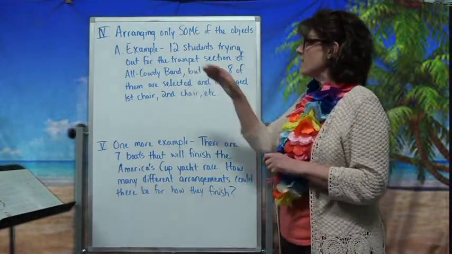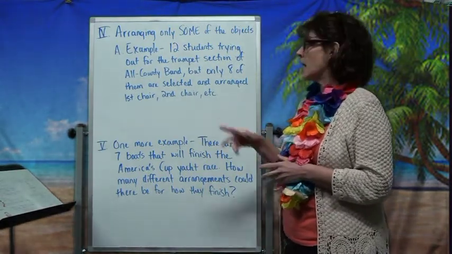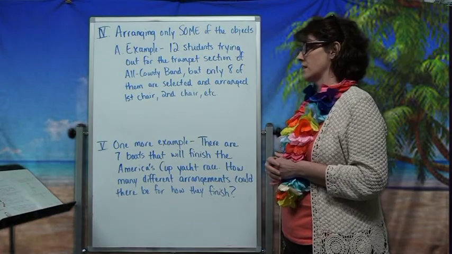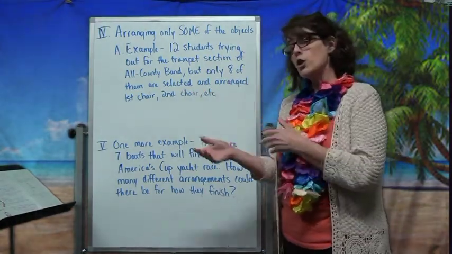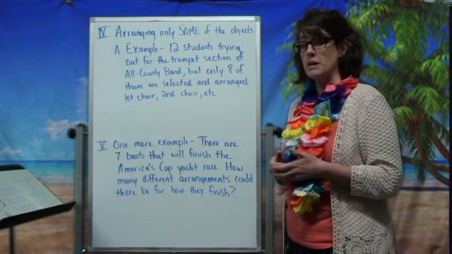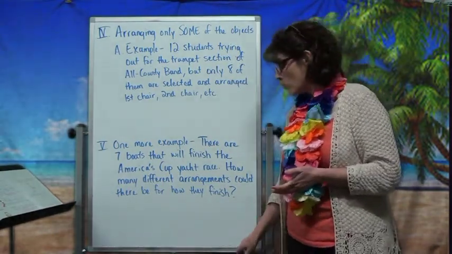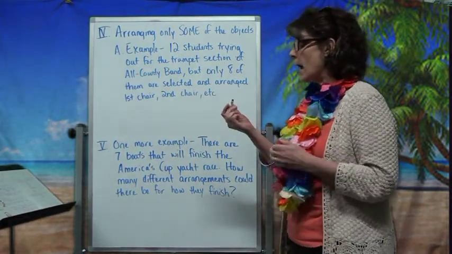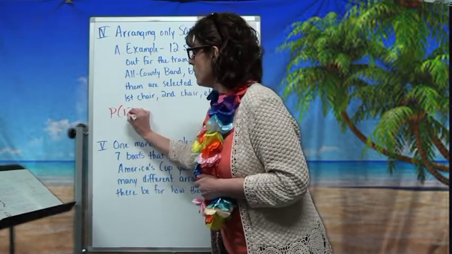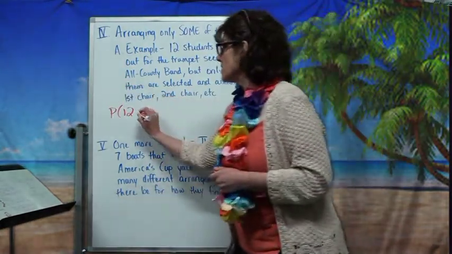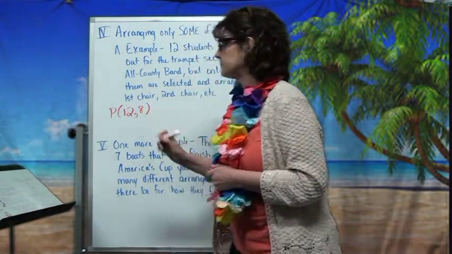So I still have 12 students who are trying out for that trumpet section of All County Band, but this time only 8 of them are selected. They are arranged first chair, second chair, third chair, and so forth. So the order in which I arrange them matters tremendously, and that leads me to know this is a permutation because order matters tremendously. But what happens in this permutation is I still have 12 students total, but this time I'm not selecting all 12 of them anymore. I'm only selecting 8 of them.